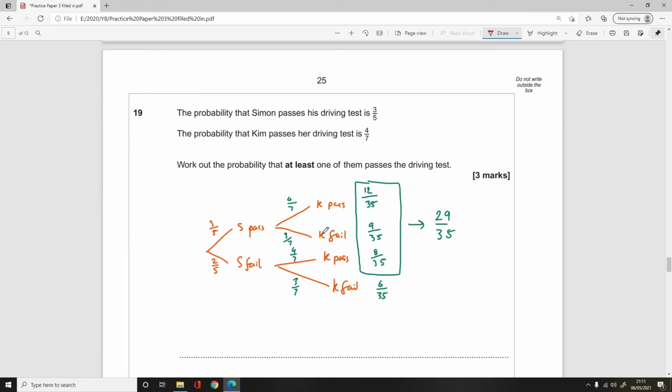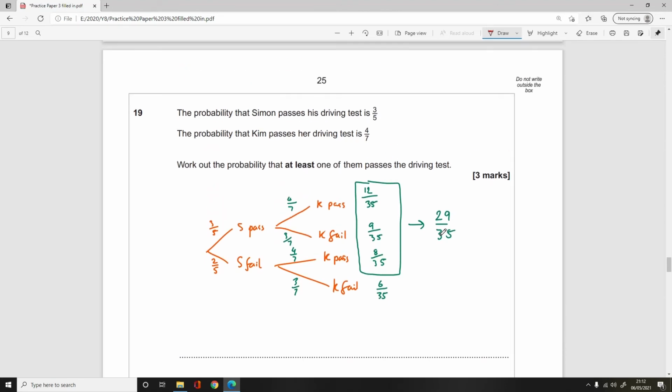Another probability question. This is a tree diagram question. Simon passing his driving test at 3/5, Kim 4/7. So if you drew a tree diagram, that would be 1 mark. It should be like Simon's pass and then Kim's pass or fail, or you could have done Kim first, I suppose, and then Simon. We want the probability at least one of them passes the driving test, so we want to add up these 3 branches. So if we worked out any of these probabilities, that would be a second mark. If you worked out all 3 and added them up, 29 out of 35, you get a third mark.